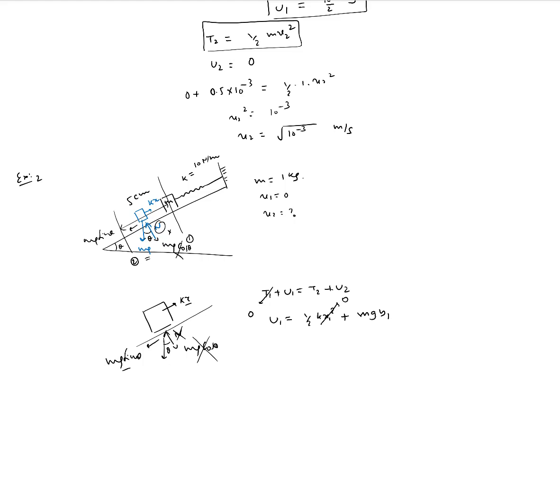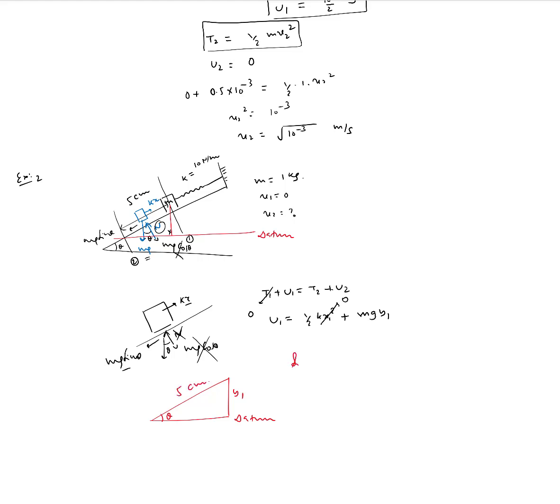So what's y1? To indicate y1, we have to choose a datum. What we'll do is pick our datum to be going through position 2. So that's my datum, a horizontal line. Now the question is, what is y1? Y1 is this vertical distance. Let me draw this triangle separately. I have a right angle triangle. This is y1, and this is my datum, and this is theta. If we know that this is 5 centimeters, then we can find out what y1 is.